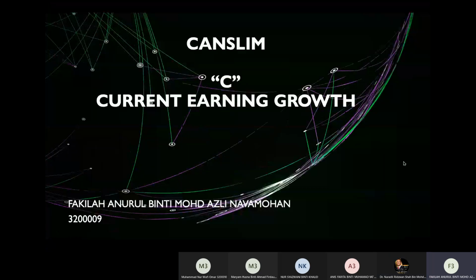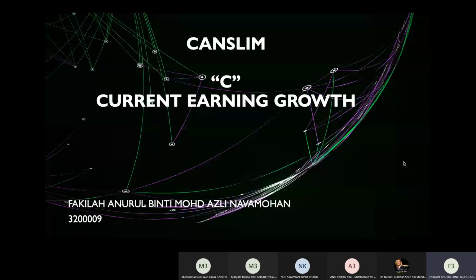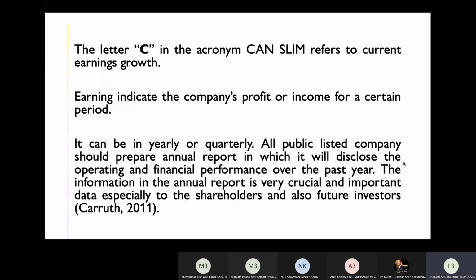Okay. So CANSLIM, so C ni adalah refers kepada current earning growth. So my name is Fakila Anurul. So I'm going to present about C in CANSLIM. So basically the letter C in the acronym CANSLIM refers to current earning growth.